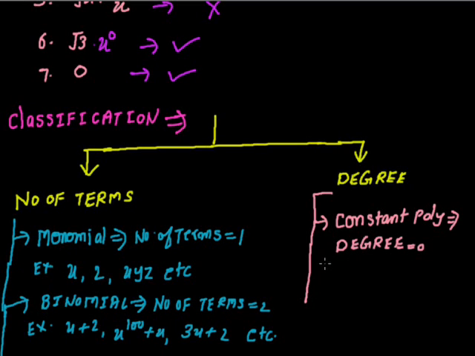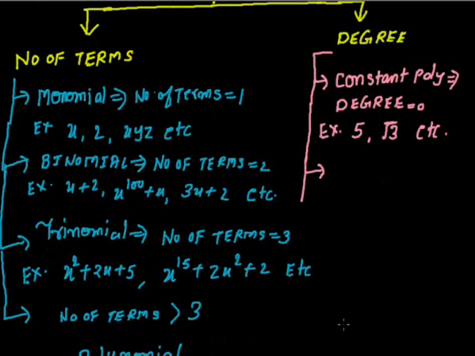What are the examples of the constant polynomial? We can simply write any constant, for example 5, square root of 3. These are all examples of constant polynomials. After constant, we come to our next type of classification, that is linear polynomials. Now what are linear polynomials? If the degree of the expression is equal to 1, then it comes into the category of linear polynomial.